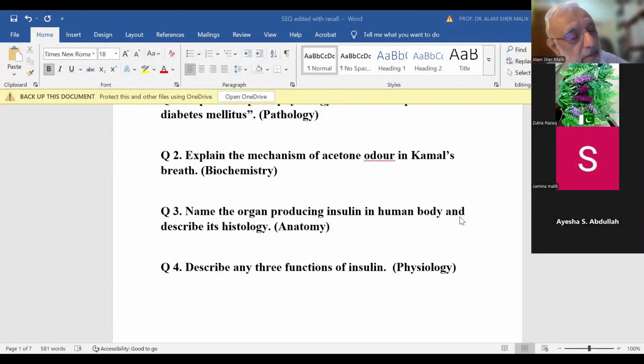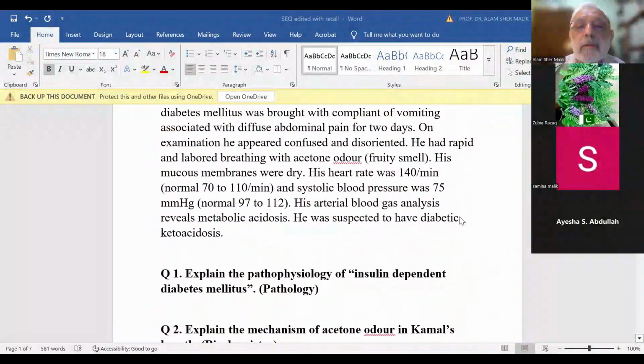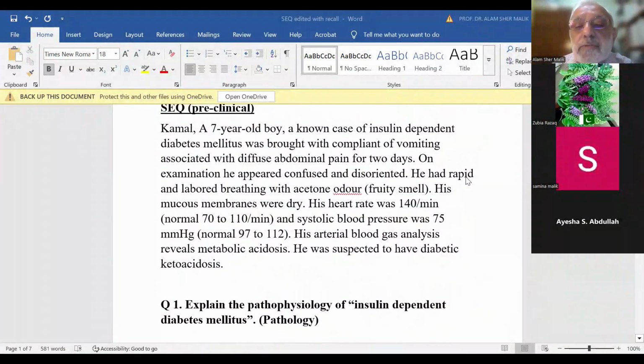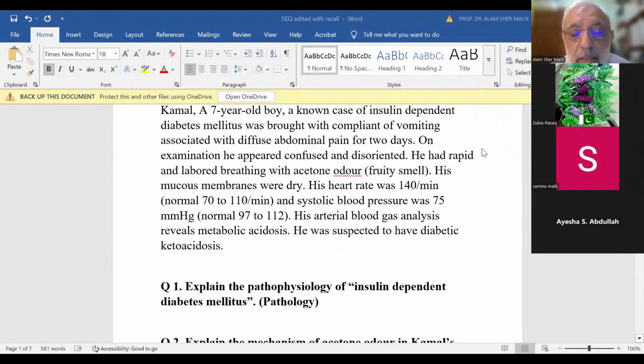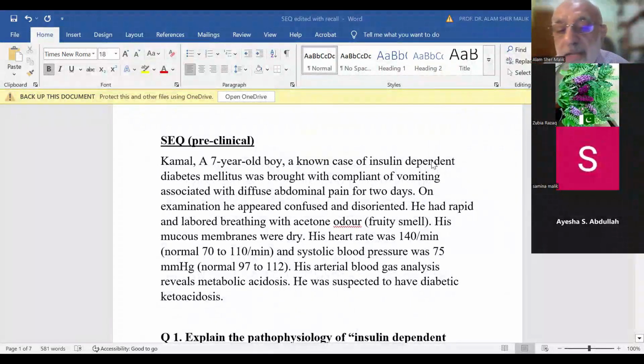Like, instead of asking what is the pathophysiology of insulin-dependent diabetes mellitus, it can be asked, what is the pathophysiology of the type of diabetes in this patient? Absolutely right, we must connect to the patient. I fully agree with that. Here I was trying to give an example for students at the initial level, but ideally I would ask to explain the pathophysiology of diabetes in this patient, so they have to pick up that this patient has insulin-dependent diabetes.